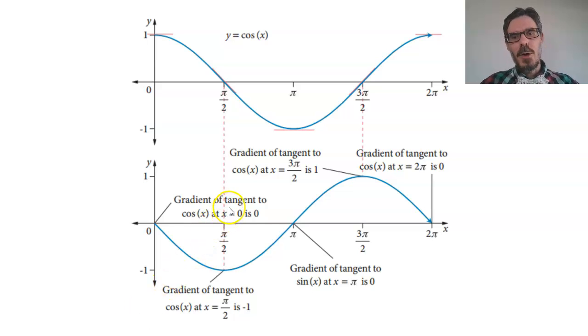So here's the same diagram from the textbook. This is a cos curve. The slope here is 0. The slope here is -1. The slope here is 0. And the slope here is 1. Then we're back to a slope of 0. And the gradient of cos is -sin x.